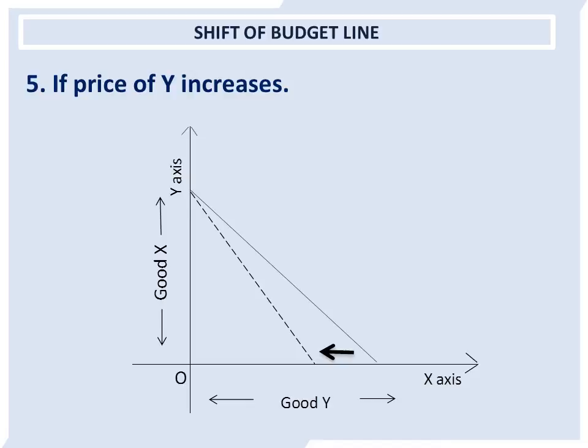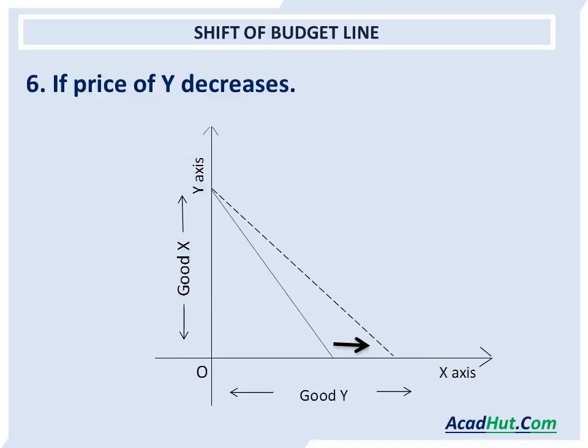Similarly, if price of Y increases, now on Y axis was good X, so there will be no change in good X. The changes will come in good Y. So now you can see on X axis the leftward arrow shows that we have decreased the quantity of good Y because price of good Y has increased. In the similar way, if price of Y decreases, the same thing will be done. Now we will increase the quantity of good Y, and the rightward arrow shows that we have increased the quantity of good Y, but the quantity of good X on Y axis is again going to be the same.